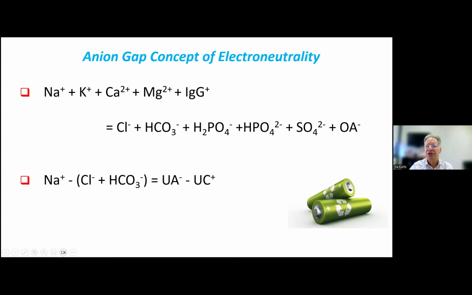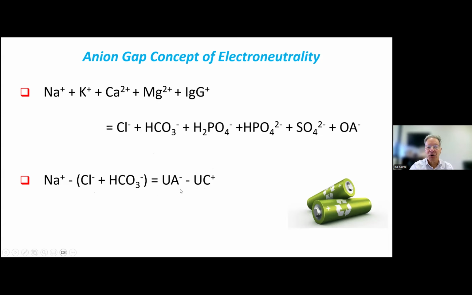There are also non-ions that we call organic anions. They're not simple ions, they're organic anions, and that's what the OA stands for here. But when we measure the anion gap clinically, we only use certain parameters. We take the sodium, chloride, and bicarbonate, and we leave out everything else. So if you just move the terms to the other side, you end up with the sodium minus chloride plus bicarbonate is equal to the unmeasured anions minus the unmeasured cations.